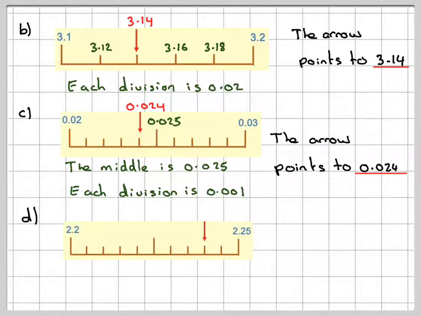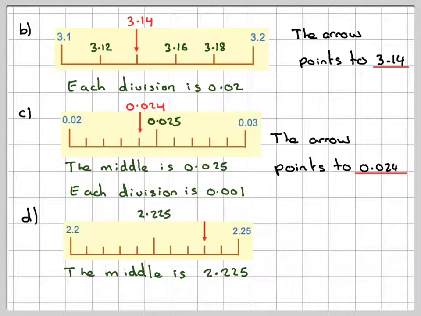And the last one's a little bit more difficult because this starts at 2.2 and ends at 2.5. So what would be the middle number? So the middle number is going to be 2.35. If we write some of these in, perhaps you'll be able to see why.